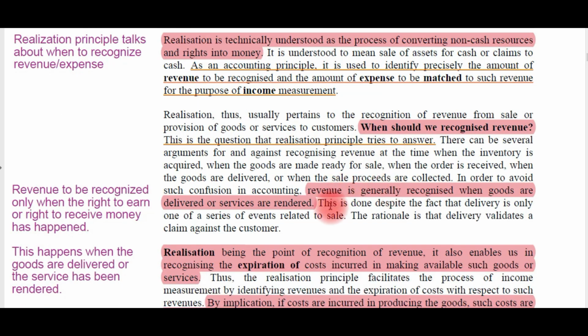When should we recognize this revenue? Revenue is generally recognized when goods are delivered or services are rendered. It means that when an exchange happens, revenue is treated as having occurred.